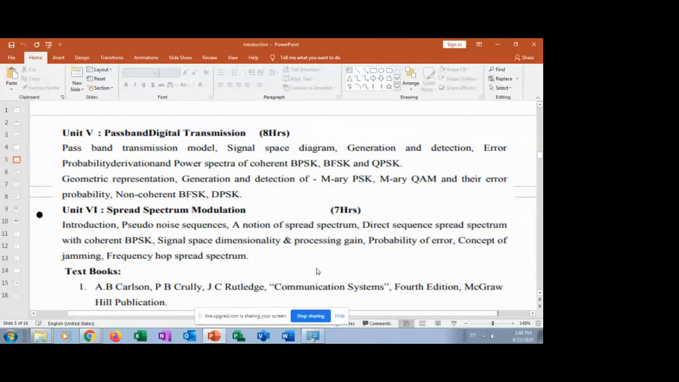Therefore the names are changed here. You can see SK, that is shift keying. So phase shift keying, frequency shift keying, and amplitude shift keying. These are the basic modulation techniques that you have to study. Now why is the name shift keying given?